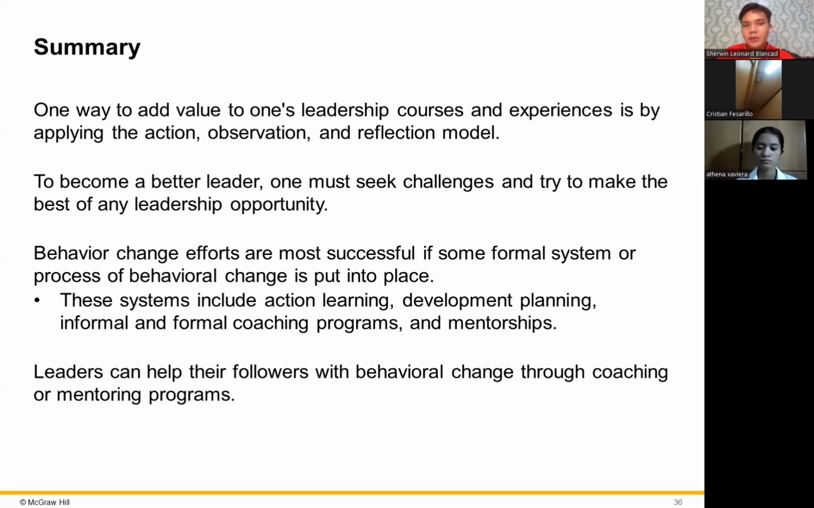With the use of coaching and mentoring programs, it can help the members to make behavioral changes. And therefore, we conclude that leader development has a lot of factors to achieve. That's what leader development is all about.